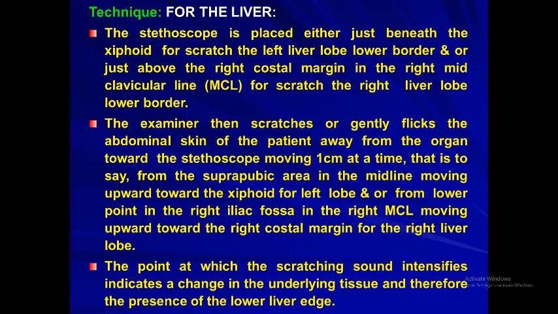The first step is to place your stethoscope. If you want to determine the lower border of the left lobe, and it is difficult for you to palpate, you will put the stethoscope just beneath the xiphoid. If you want to determine the lower border of the right lobe, you will place the diaphragm of the stethoscope at the costal margin and the right midclavicular line.